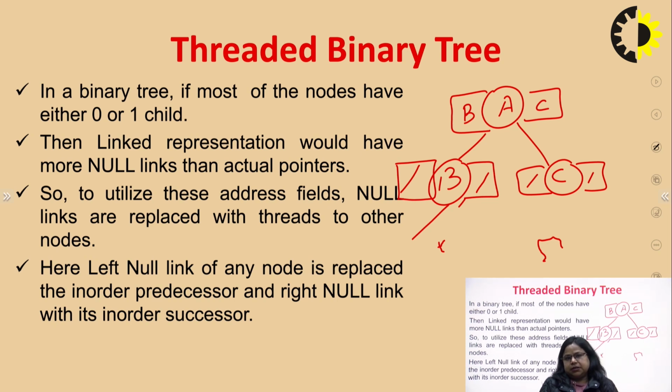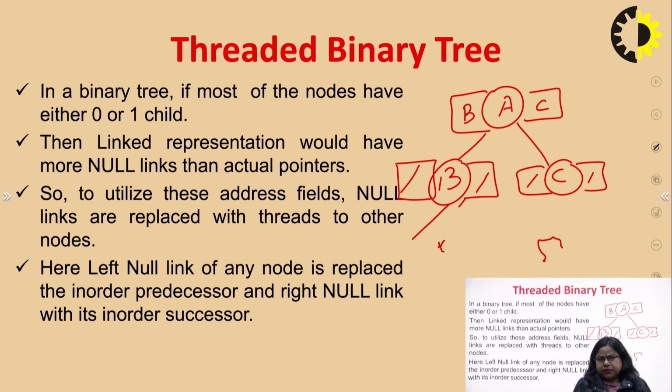So in the case of the threaded binary tree, we utilize these address fields, and the null links are replaced with threads to other nodes. In spite of storing a null pointer, we replace that particular null field with the help of threads to the other nodes.